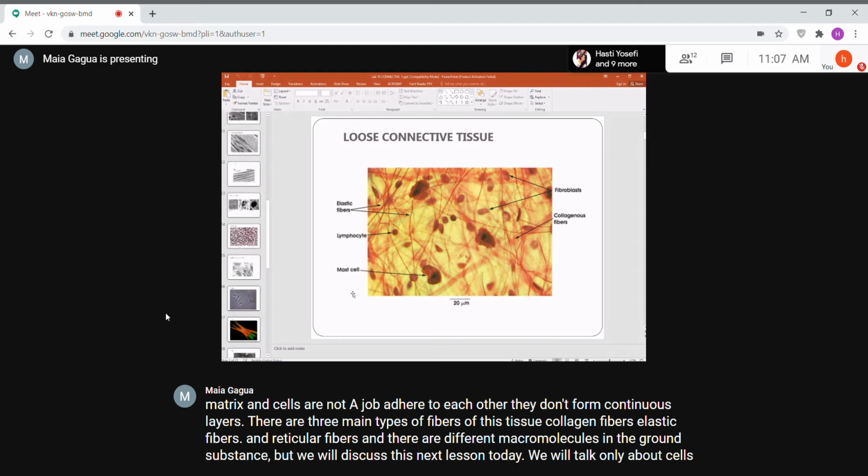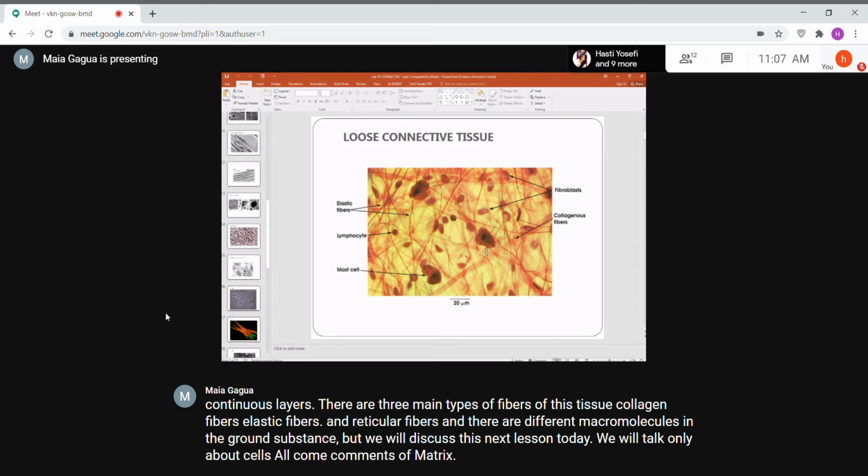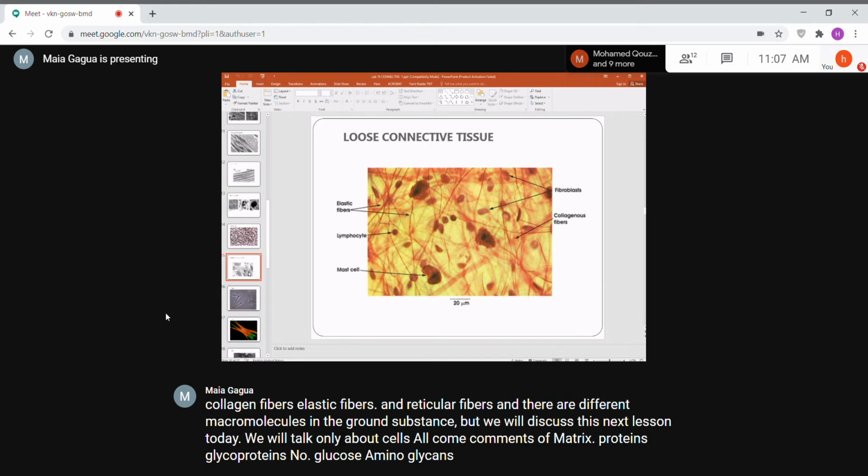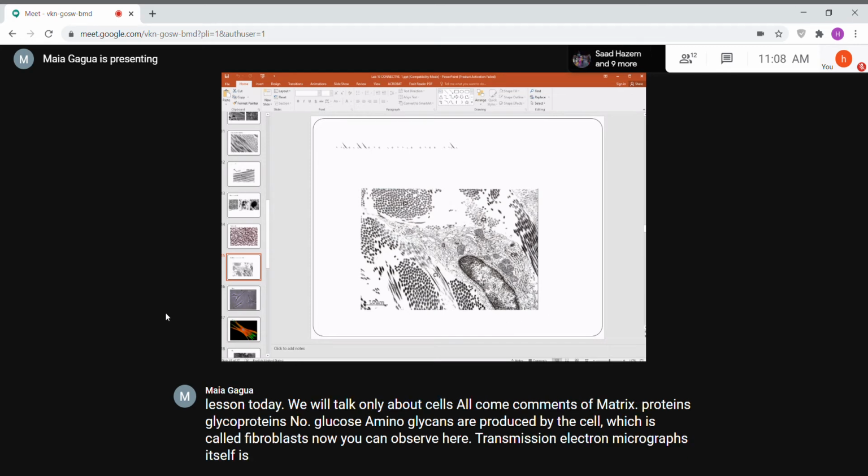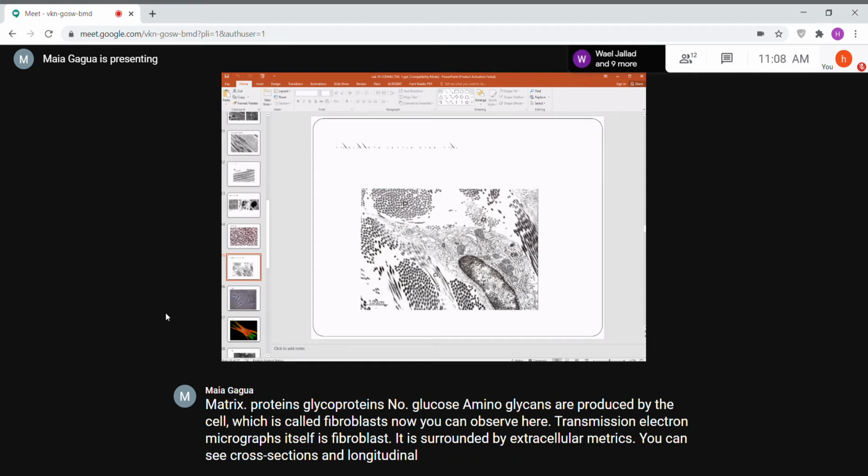All components of matrix, proteins, glycoproteins, glycosaminoglycans, are produced by the cell which is called fibroblast. Now you can observe here a transmission electron micrograph. This cell is a fibroblast. It is surrounded by extracellular matrix. You can see cross sections and longitudinal sections of collagen fibers in the matrix.